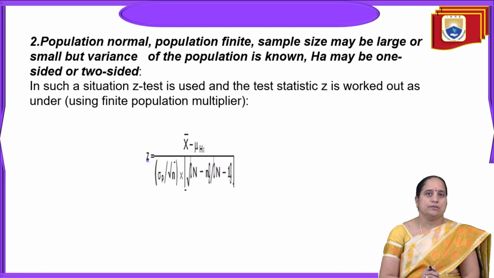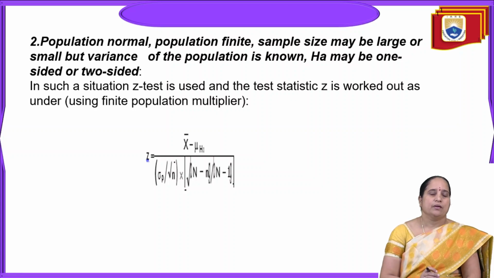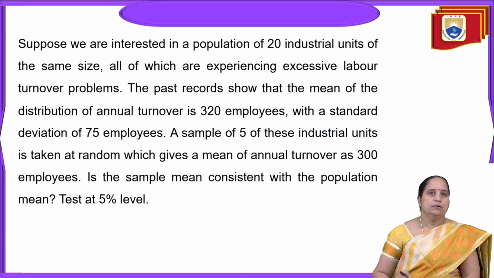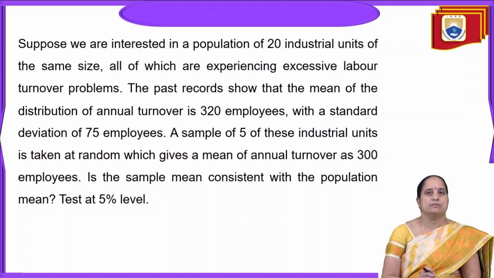Then the second case is that the population is normal, the population is finite, the sample size may be large or small, but the variance of the population is known. HA may be one-sided or two-sided. In such a situation, the Z-test is used and the test statistic Z is worked out by using the formula. Suppose we are interested in a population of 20 industrial units of the same size, all of which are experiencing excessive labor turnover problems. The past records show that the mean of the distribution of annual turnover is 320 employees with a standard deviation of 75 employees.